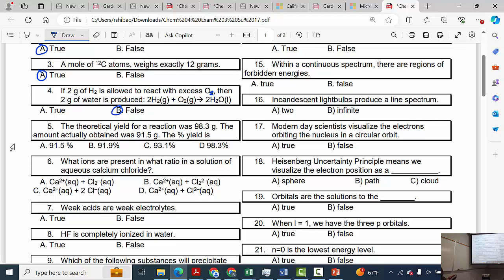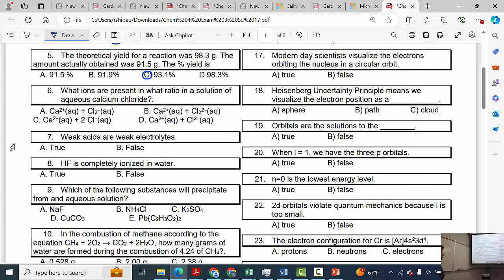I'll just do it really quick then. Is it C? 91.5 grams is the actual yield, correct? No, 91.5 divided by 98.3. If you got 100% yield, it would be 98.3. Let's see. What ions are present in what ratio in a solution of aqueous calcium chloride? C is correct.